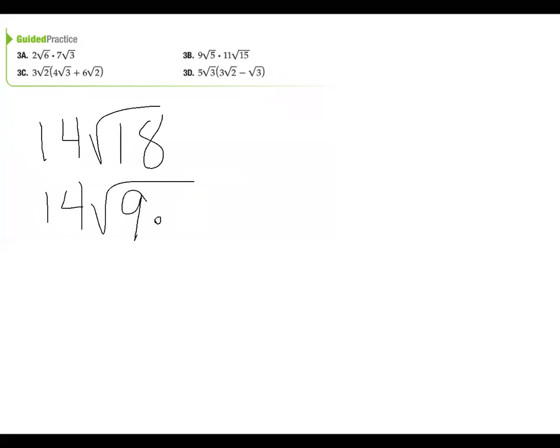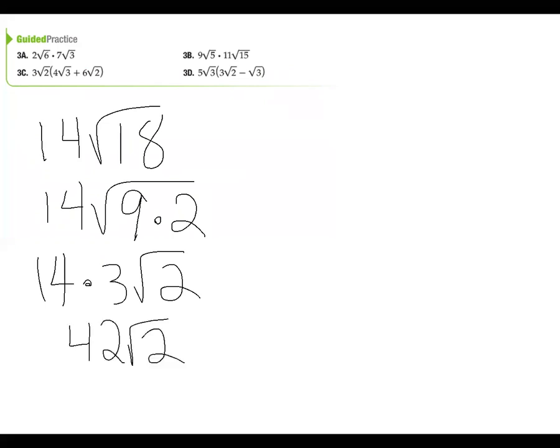All right, 3a. Here's what I like to do. I like to multiply the coefficients. So 7 times 2 is 14. 6 times 3 is 18. Then I know that 18 has a perfect square factor of 9. So it's 9 times 2. So that gives me 14 times 3 square roots of 2. So that gives you 42 square roots of 2. Okay?